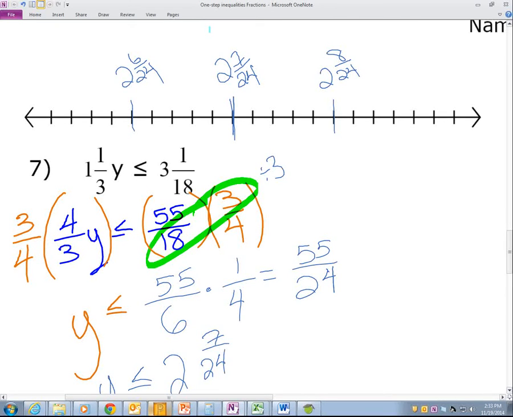Ms. Corrick? The only time that we flip the symbol is whenever we are multiplying or dividing by a negative, and that's what we're going to do with number 11. Yes, sir? What's the answer? Filled in circle? Okay, filled in circle. To the left.